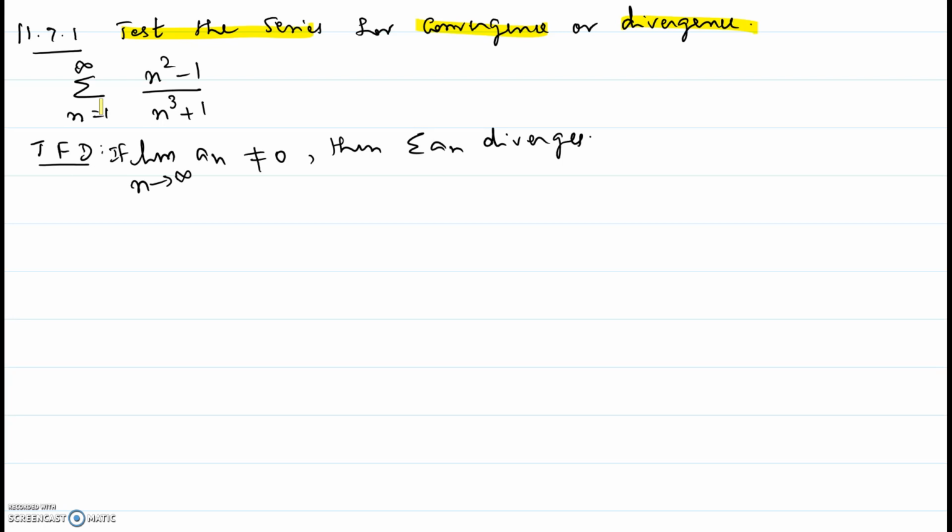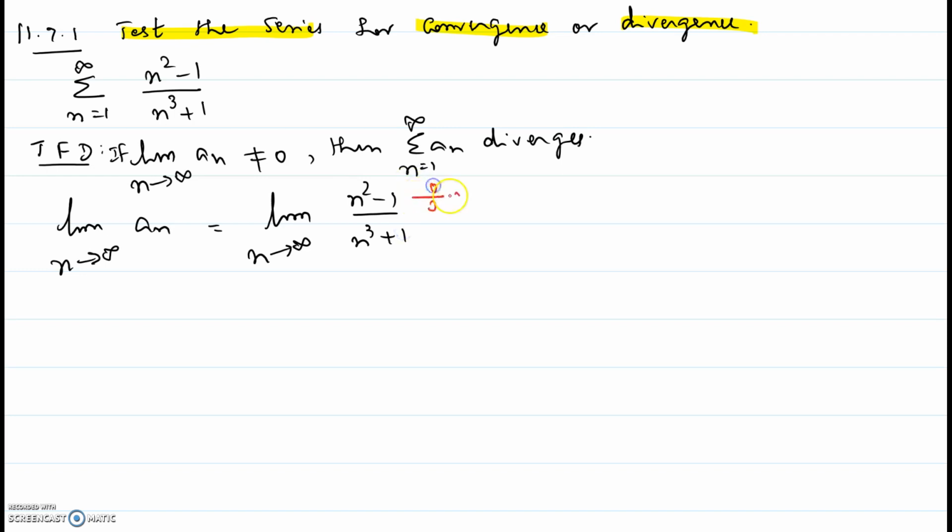We usually start off with the test for divergence because that is the easiest test. If the limit as n approaches infinity of a n is not equal to 0, then the series diverges. So we will check the limit as n approaches infinity of a n, which is the limit of (n square minus 1) over (n cube plus 1).